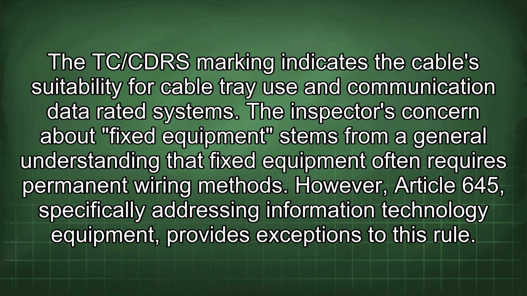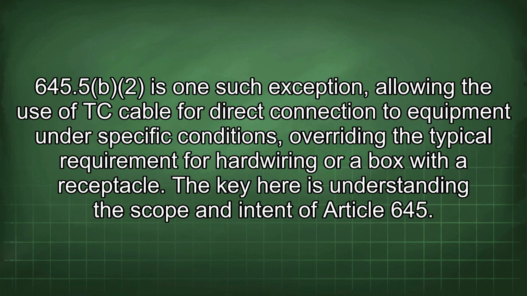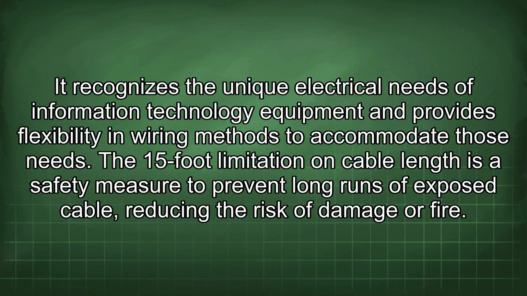The inspector's concern about fixed equipment stems from a general understanding that fixed equipment often requires permanent wiring methods. However, Article 645, specifically addressing information technology equipment, provides exceptions to this rule. 645.5 is one such exception, allowing the use of TC cable for direct connection to equipment under specific conditions, overriding the typical requirement for hardwiring or a box with a receptacle. The key here is understanding the scope and intent of Article 645. It recognizes the unique electrical needs of information technology equipment and provides flexibility in wiring methods to accommodate those needs.